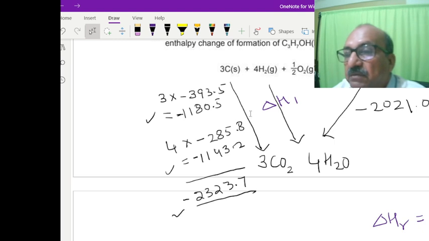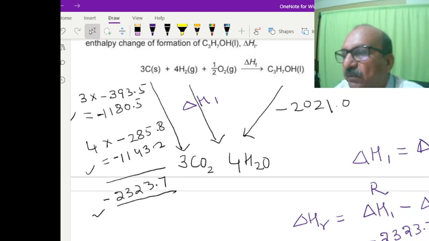See, if carbon undergoes combustion, obviously it's going to form 3CO2. When 4H2 undergoes combustion, it's going to form 4H2O. No need to balance it. And when propanol undergoes combustion, it forms the same products, because it is a balanced equation. So it will give you the same product. So this is the way you have to construct the enthalpy cycle. But now let's make a Hess cycle for this and see how it varies.